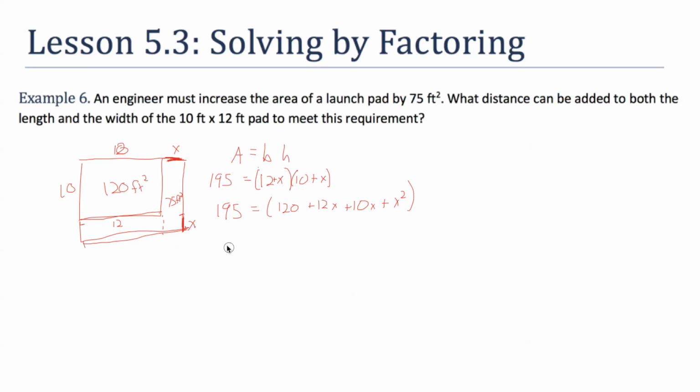And so we have 195 equals x squared plus 22x plus 120. And again, in order to solve a quadratic equation, we want to get one side equal to 0. And so we'll subtract 195 from both sides. And we get 0 equals x squared plus 22x minus 75.